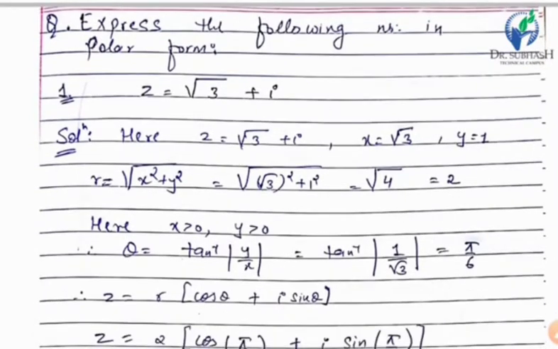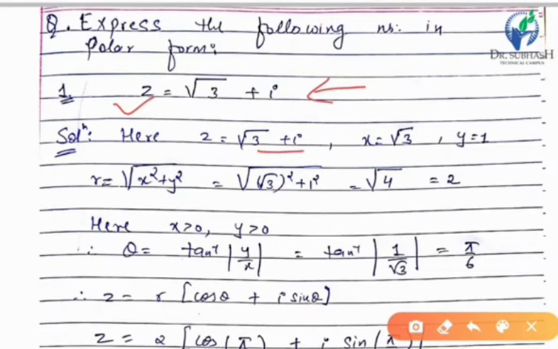Okay, now let us see some questions. Express the following numbers in polar form. We have been given z equal to root 3 plus i. We have to convert this Cartesian form to the polar form. So x will be equal to root 3 and the coefficient of i is 1, so y equal to 1.